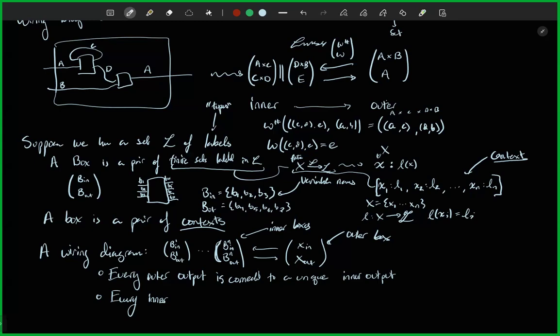And then we also have that every inner input is connected to either an inner, I'm sorry, an inner output or an outer input.